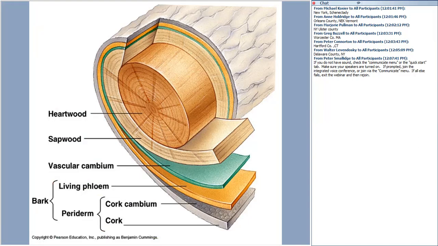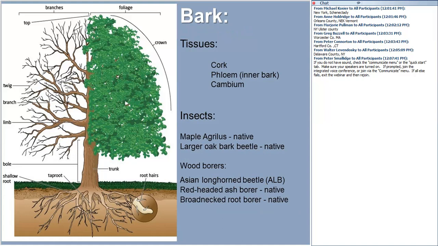Then we get to the wood. There's different components to the wood, and indeed there are specialists in those different parts of the wood. Everybody, of course, knows their wood anatomy. So with the bark, the tissues are the cork, the phloem, and the cambium, and there's insects of the maple borer, maple agrilus, large oak bark beetle, and the wood borers are the Asian longhorn beetle, which we'll talk about, red-headed ash borer, broad-necked root borer, and the maple borer, which I didn't get on that list.